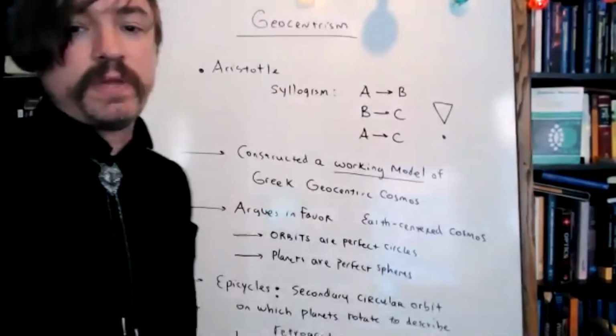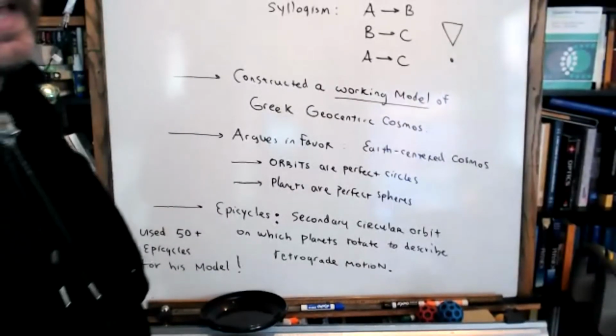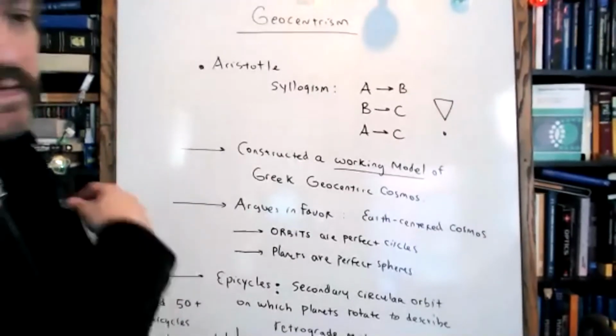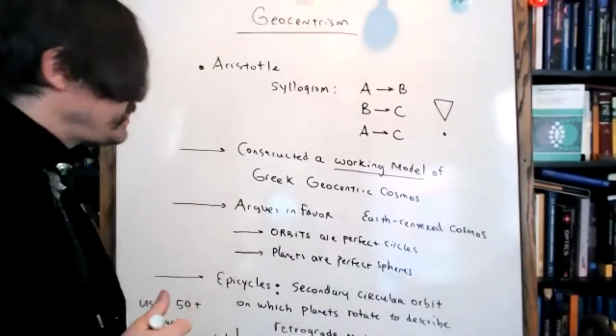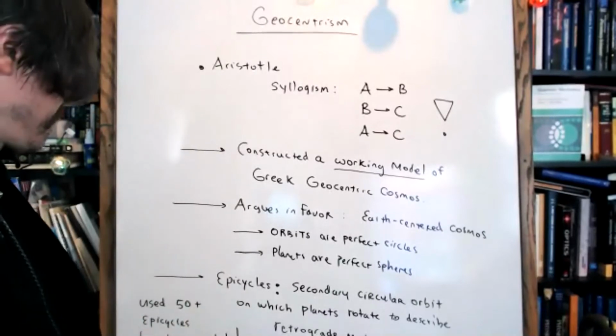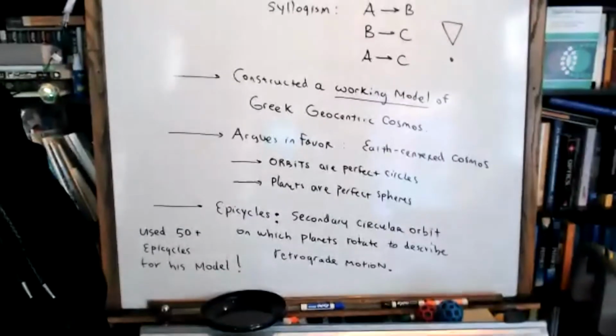In any case, Aristotle actually had some pretty sophisticated arguments for why Earth should be the center of the solar system. And I'd like to go over one of them before we move on from there. Did everyone have time to copy that?